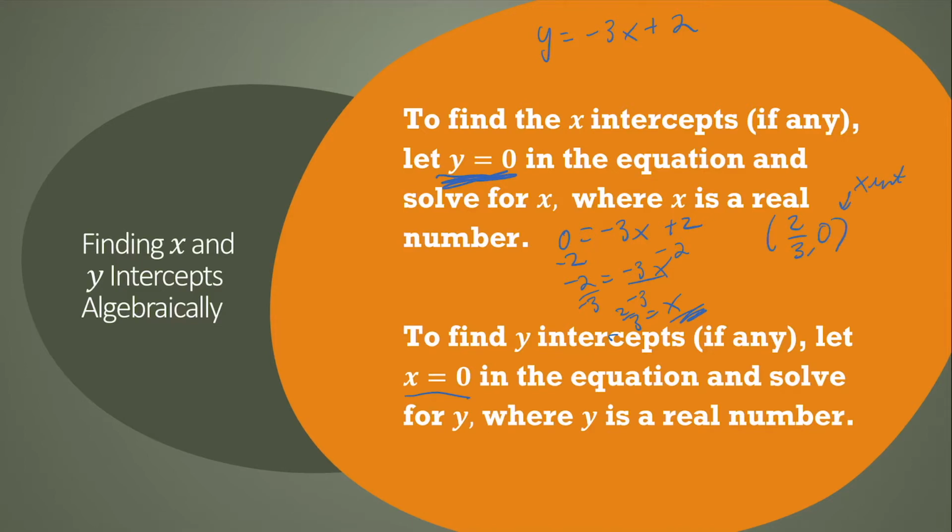To find the y-intercept, let's let x equal 0. So I'm going to have y equals negative 3 times 0 plus 2. I get that y equals 2. And I have x is 0, y is 2, and this is my y-intercept. You could do the same thing for quadratics and cubics. You just have to make sure you factor first, and remember that they could have more than one x-intercept.